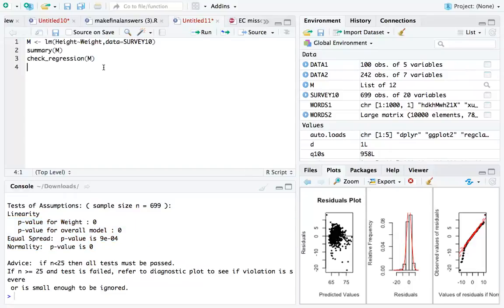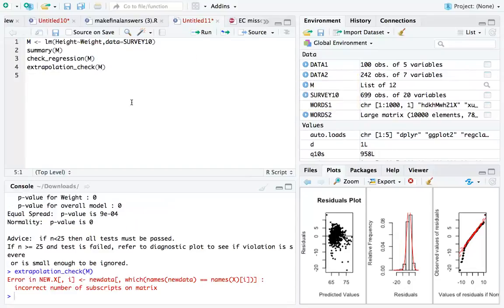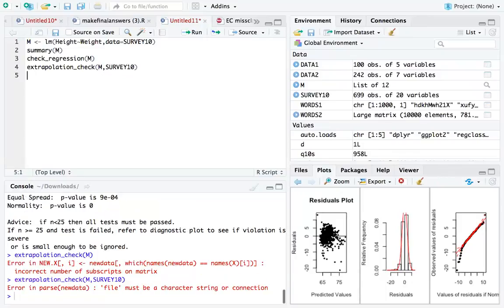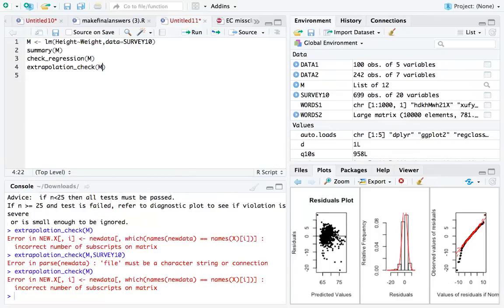But let's go to a new command here for this chapter, and let's do the extrapolation check first. Extrapolation check is one we haven't seen in a long time, so I'm bringing it up, and I'm going to bring it up for a reason. It should give me the extrapolation check. It doesn't like that right there. And let's do survey 10. It's not liking the parse on the new data. What is it not liking for extrapolation check? It should allow me to extrapolation check the data.